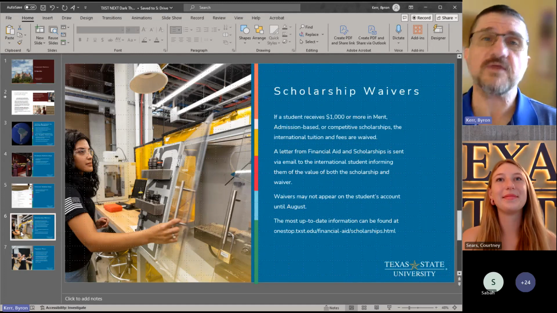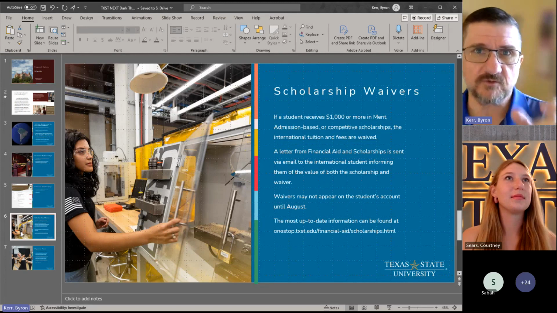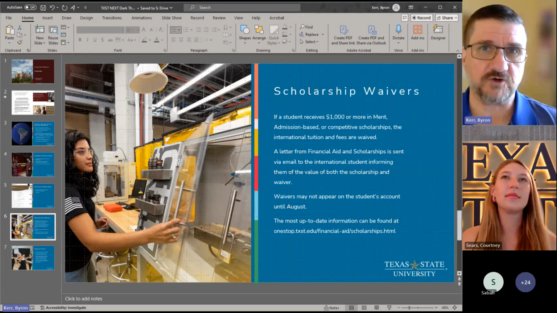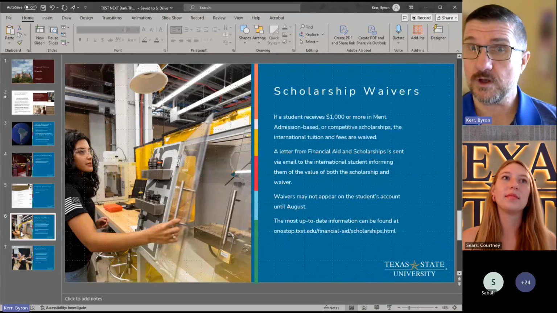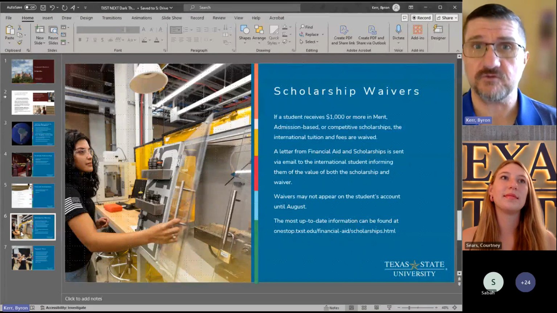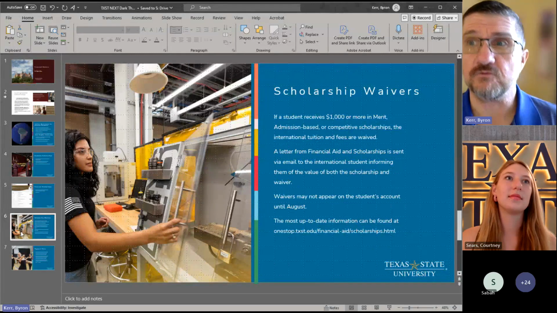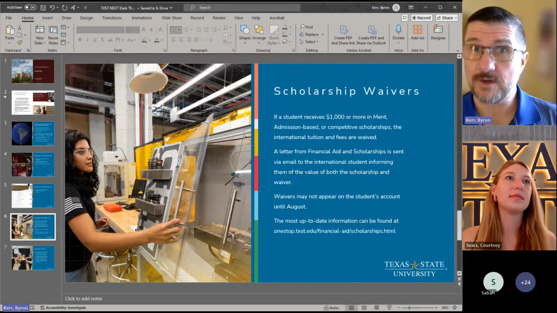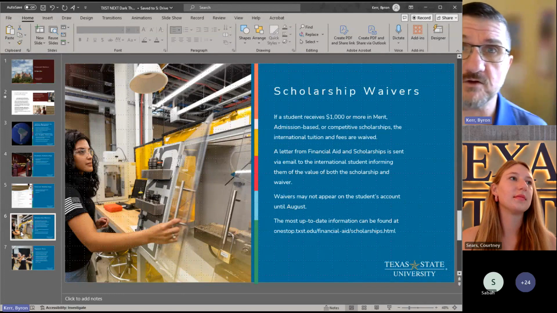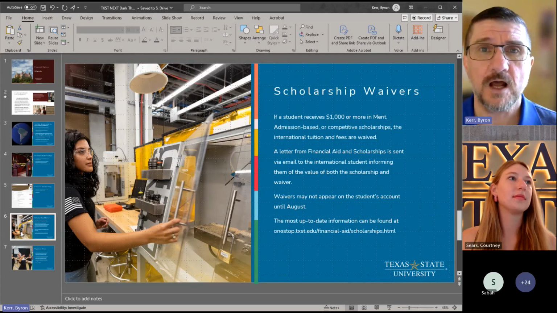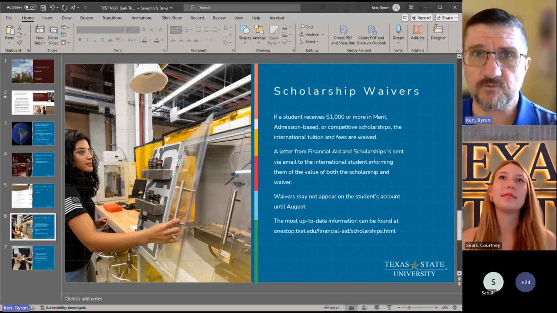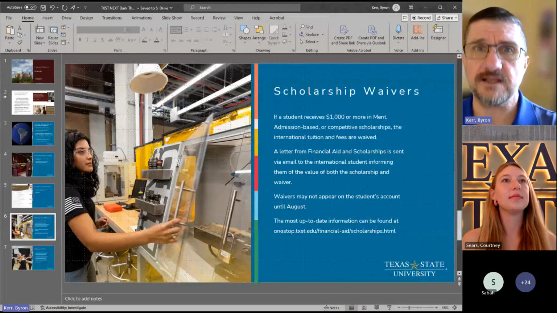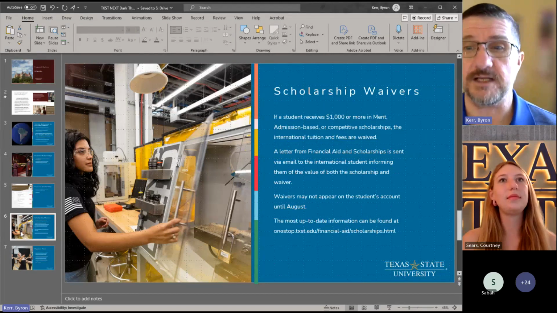So even if you receive a modest scholarship from the university, that translates to thousands and thousands of dollars in fee reductions. Any scholarship you might receive from Texas State University is quite valuable. Even if you're getting something small, it still translates to quite a bit of money.